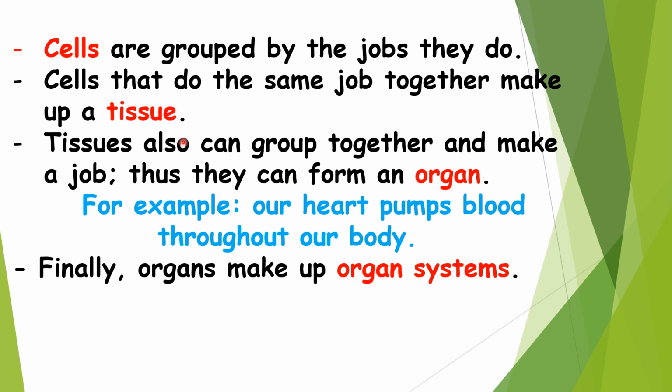So, a group of cells make up a tissue. A group of tissues make up an organ. Let's take an example. Our heart pumps blood throughout our body. Our heart is one of the organs in our body. It has tissues, and the tissues have cells. Finally, organs make up organ systems.